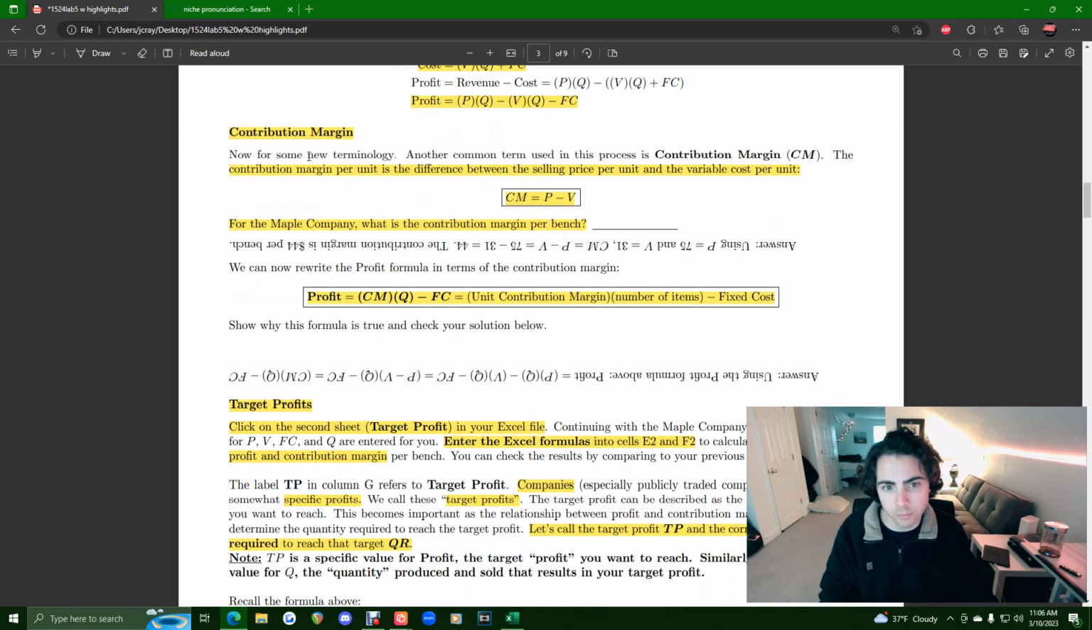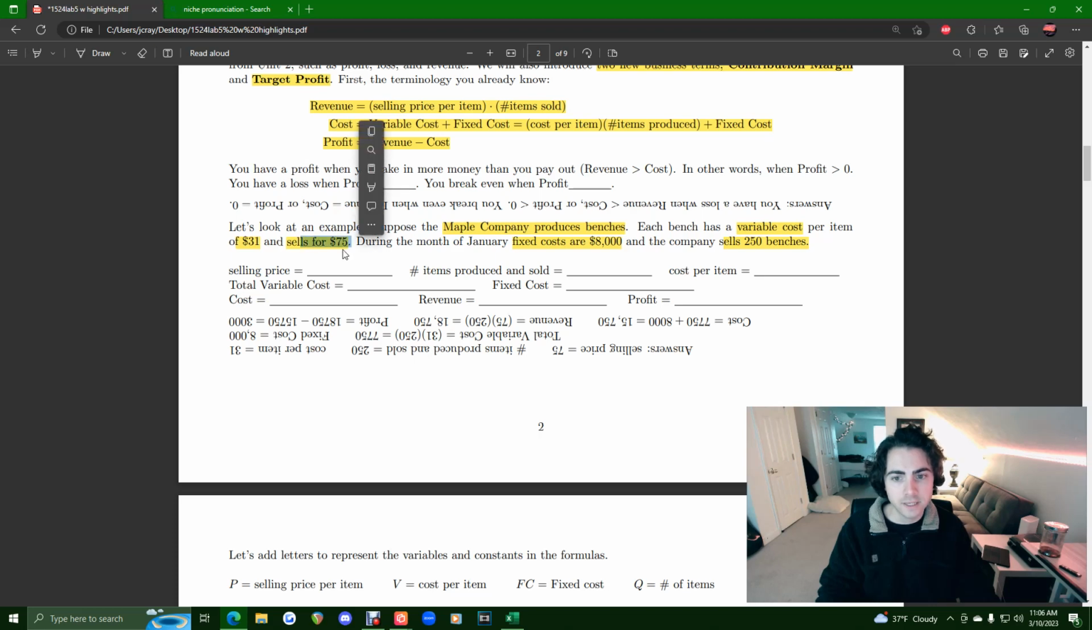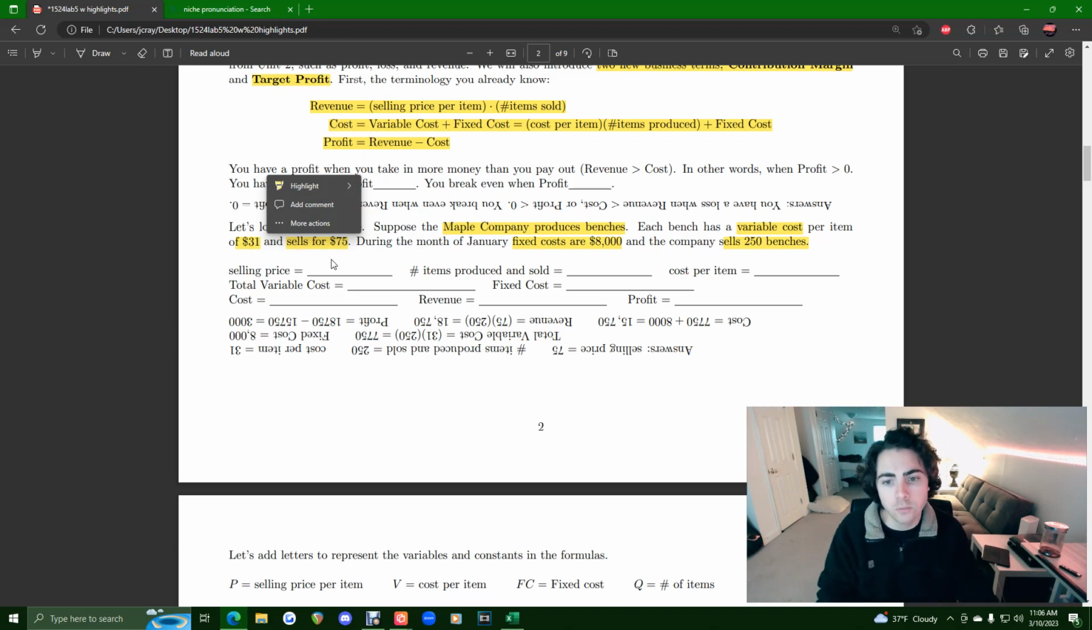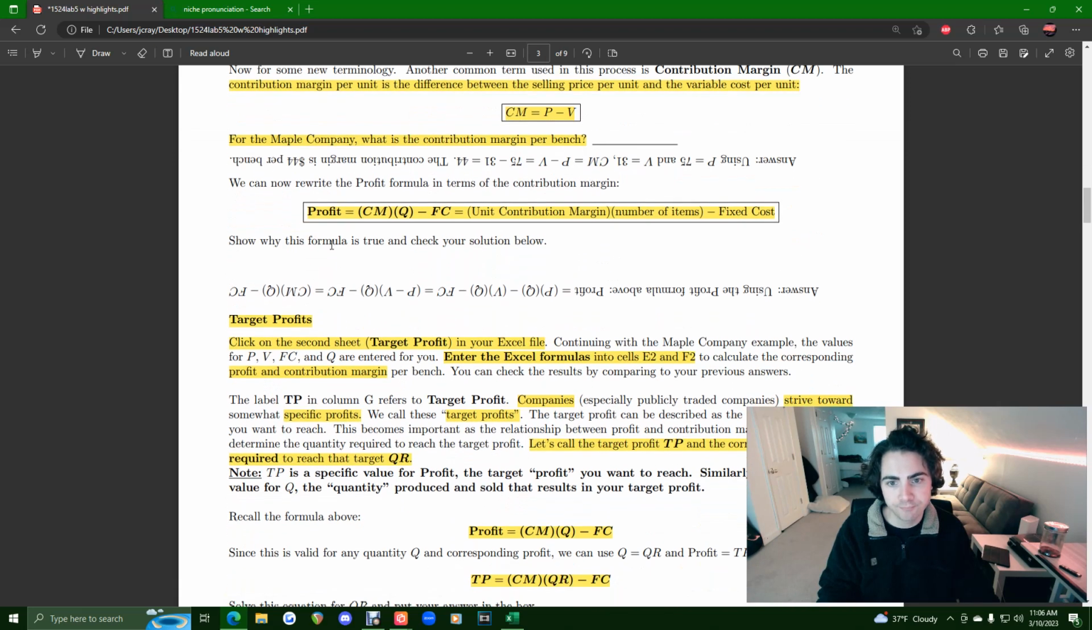Okay, contribution margin. Contribution margin is just the difference between the selling price and the variable cost. So per unit, it might cost you so much to make it, but you're selling it for some price. And so the difference, the actual profit you make per item, is the contribution margin. For the Maple Company, what was the contribution margin per bench? Well, if they were selling for 75, but it costs you 31 to make them, 75 minus 31, you get 44. So 44 is the contribution margin for the benches.